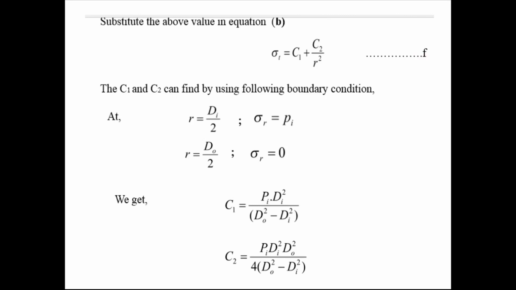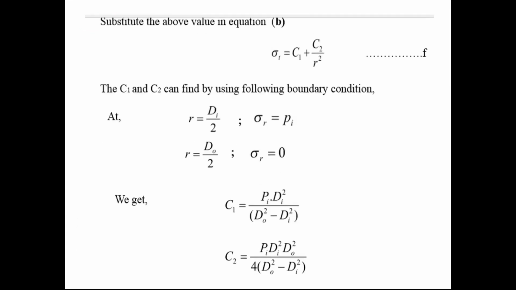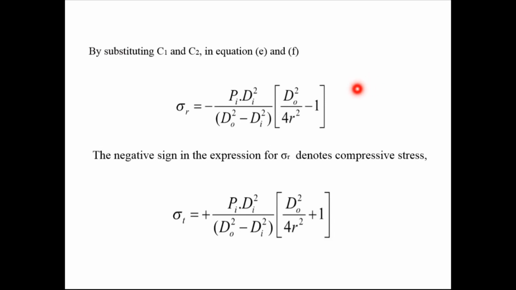After finding this, what we have to do? We have to substitute the value of C1 and value of C2 in equation E and equation F to find out sigma T and sigma R. After substituting the values of C1 and C2, you will get sigma R is equal to, now here in this case a negative sign is used because sigma R is the compressive stress in this expression, and sigma T is equal to plus pi di square upon dO square minus di square, bracket complete, dO square upon 4r square plus 1, bracket complete. That means by using this expression we can find out sigma R and sigma T.